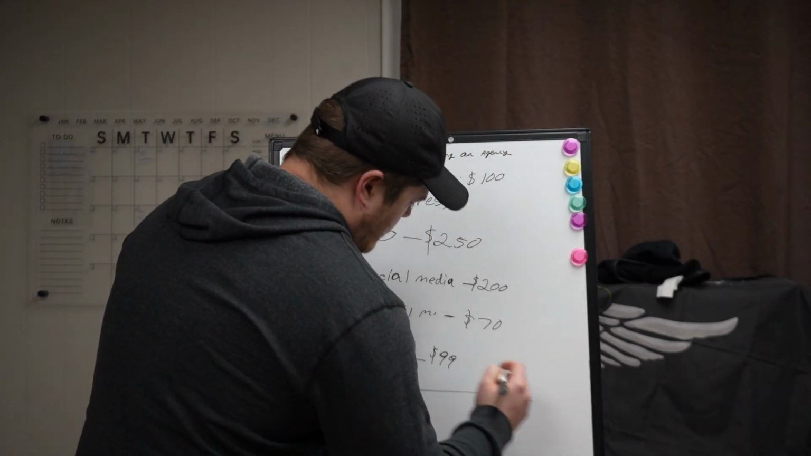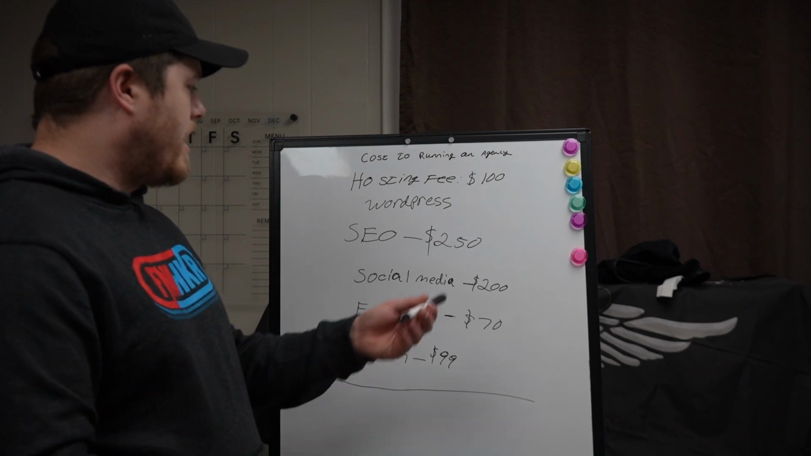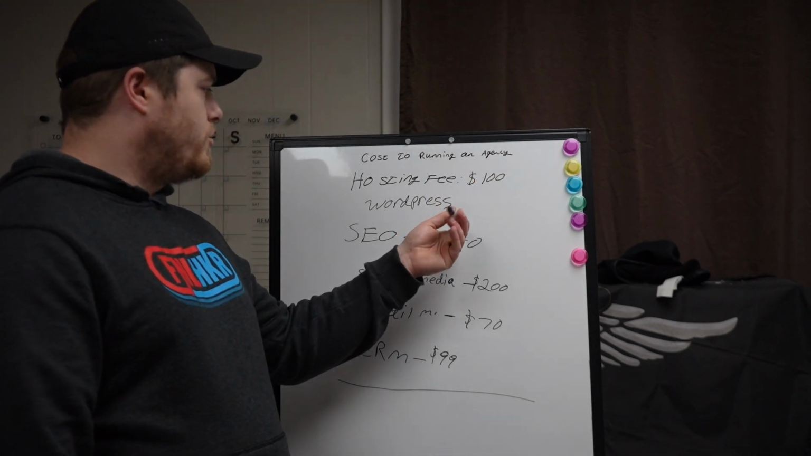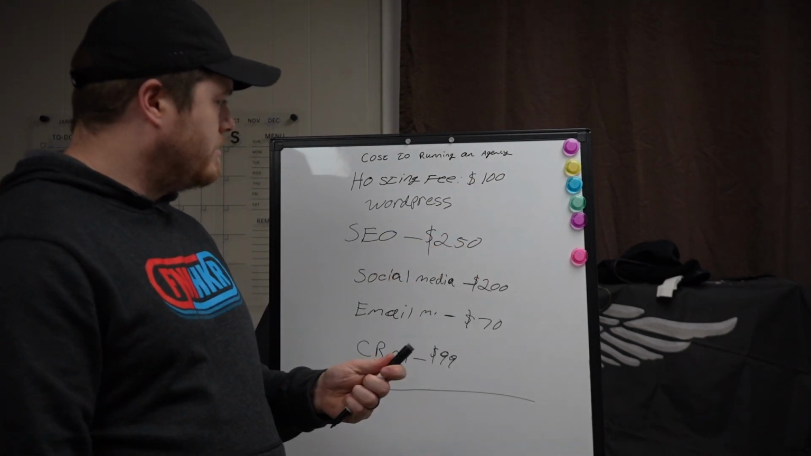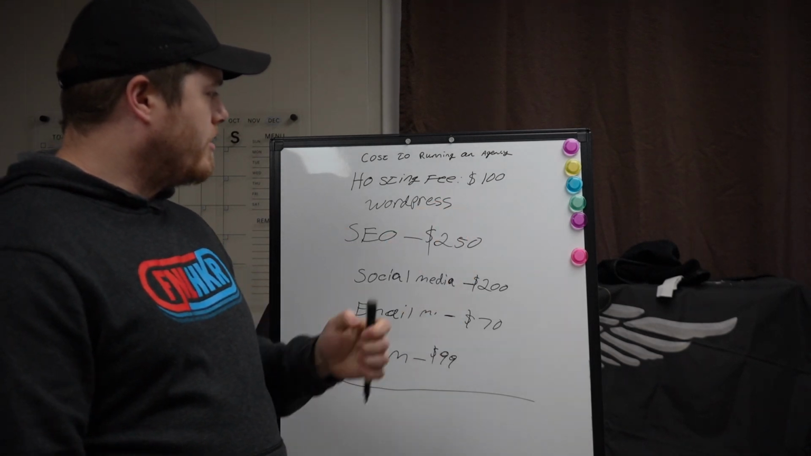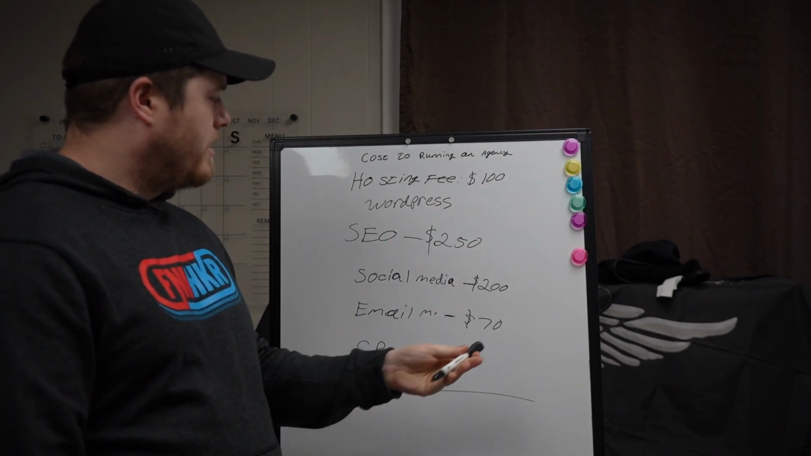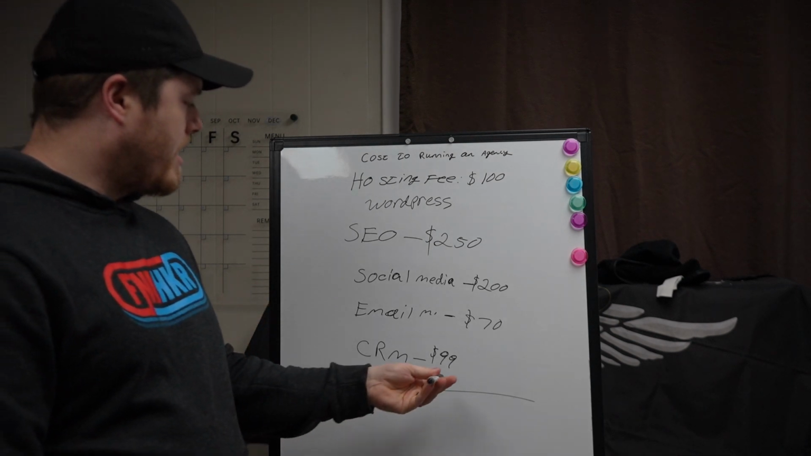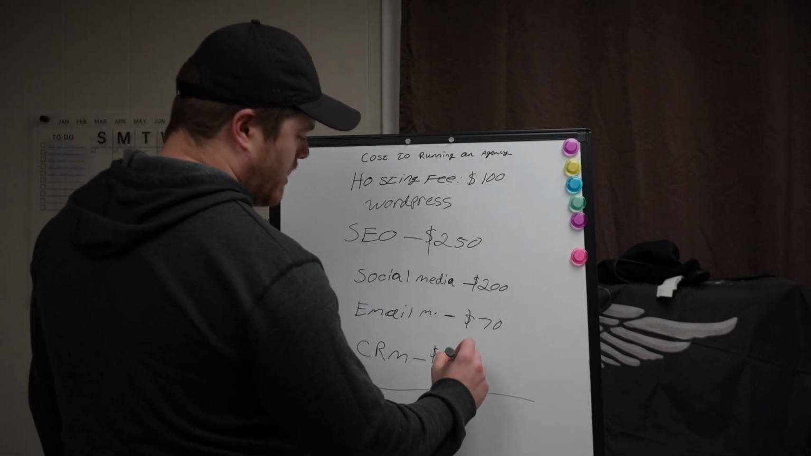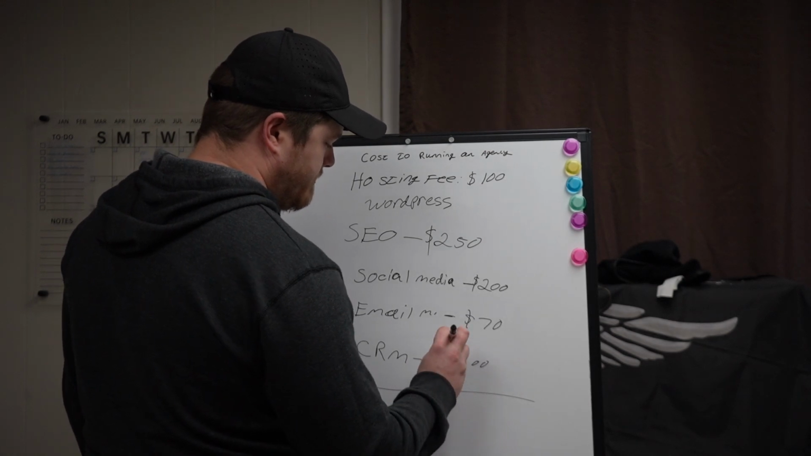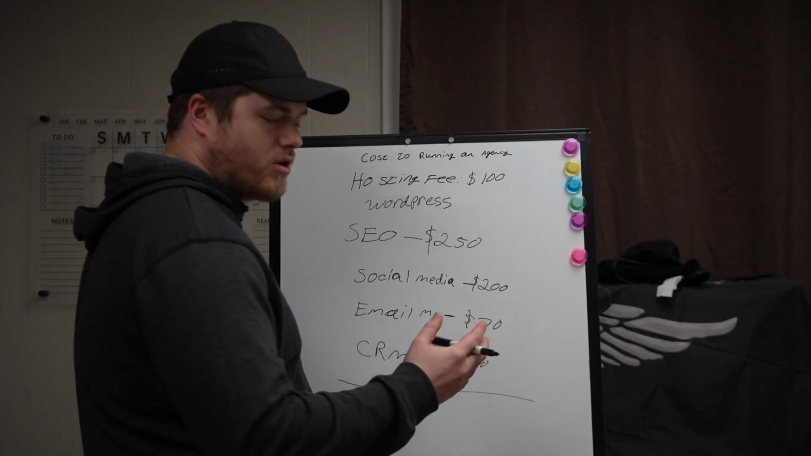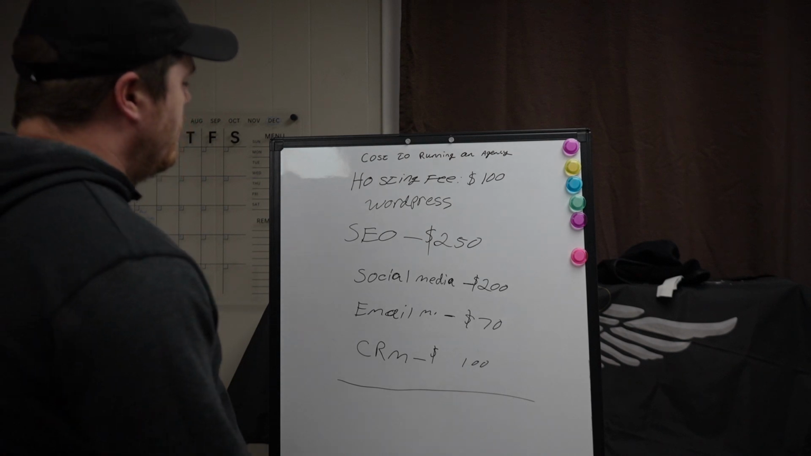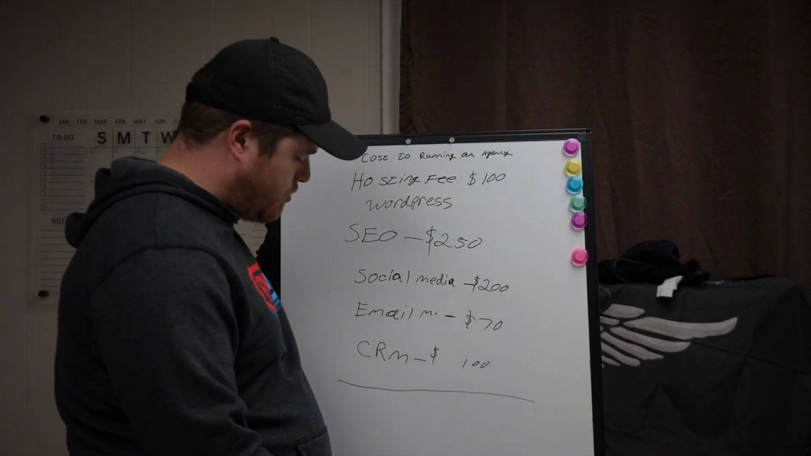So if we calculate all this out together, we've got 250, 200, that's 450. And then we've got another 100, that's 550. And then we got 70, so we're at 620. And then 99, we're going to round that up to 100 to make our math a little bit easier, because after taxes and stuff, it'll probably be 100. So we're at about $720 a month.